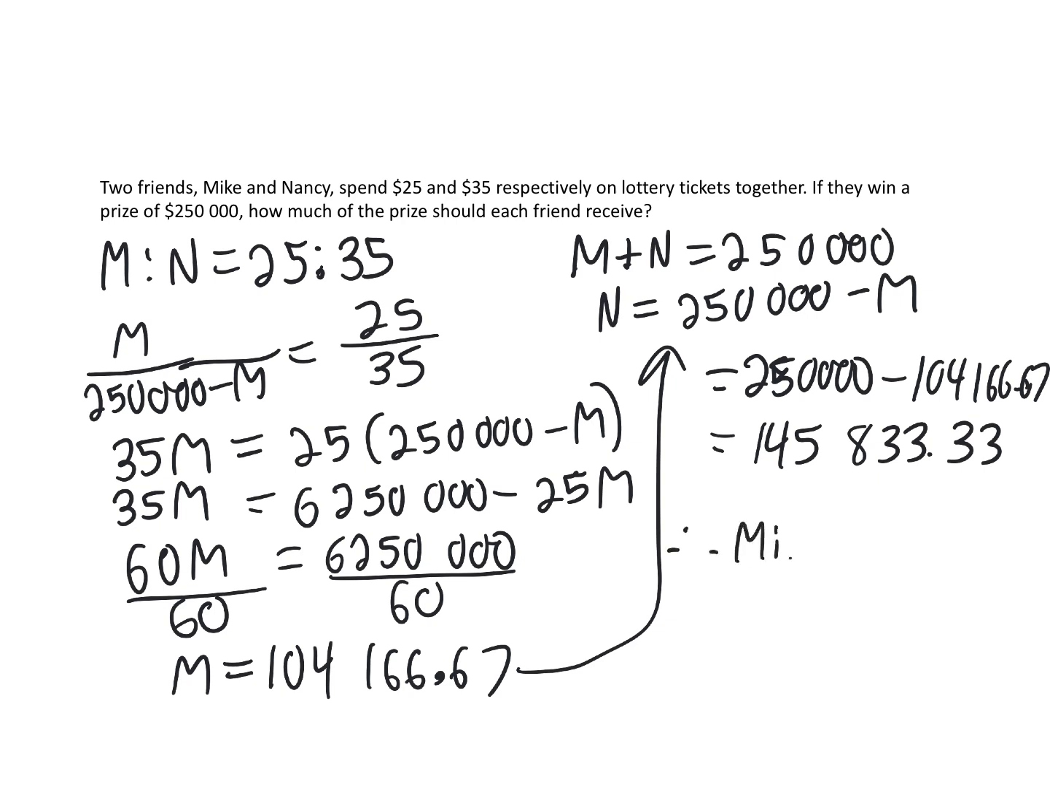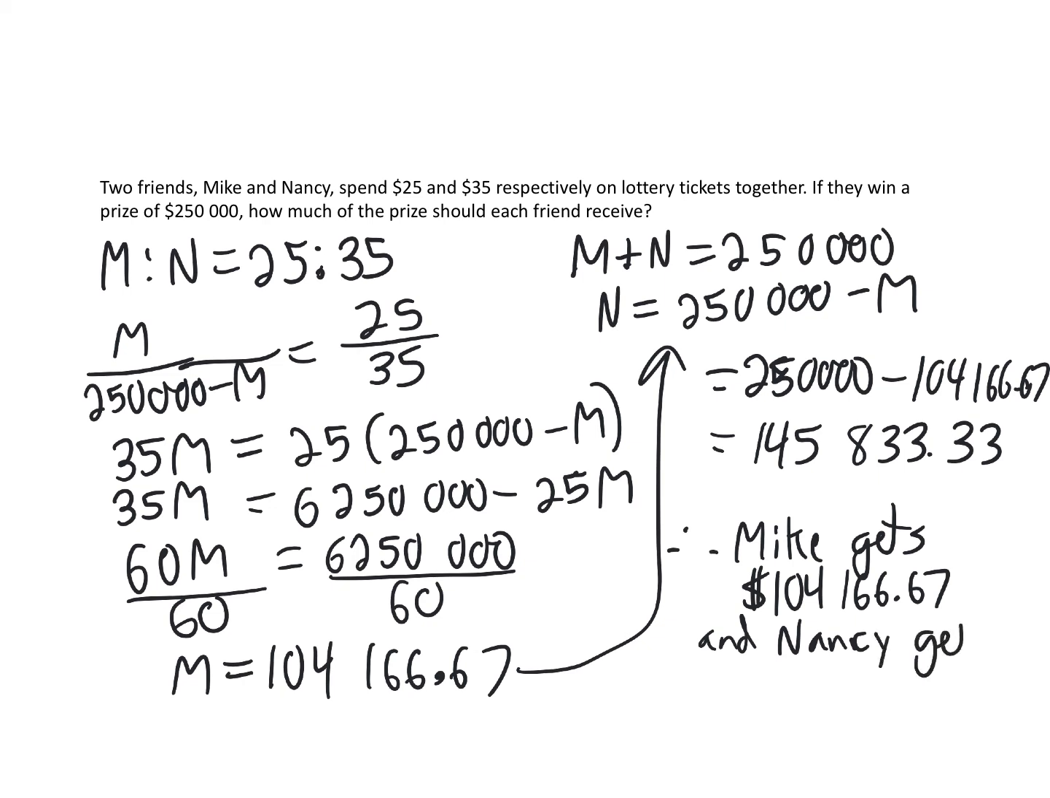So Mike gets 104,000 and Nancy gets 145,000.